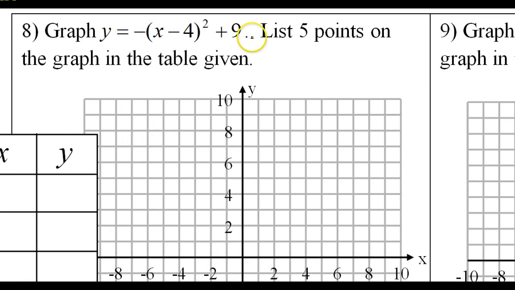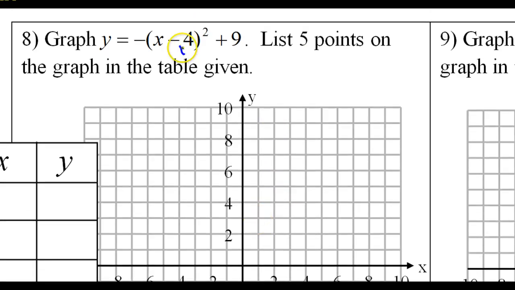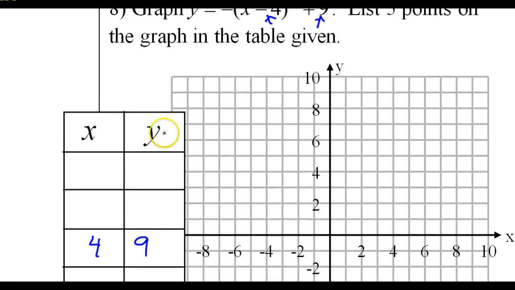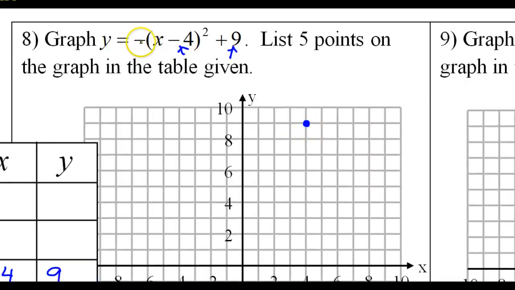Graph this function, list 5 points on the table, and do the graph. Well, at a glance, we should know a bunch of things, but we should know the vertex, which is the opposite of this, comma this. So positive 4, comma 9. We should put the vertex in the middle of the chart. So 4, comma 9. Now for the rest, and we might as well graph that. All right, so here we go. 4, comma 9. That should be the vertex right there. Because of that negative in the front, we know it's going to be upside down.